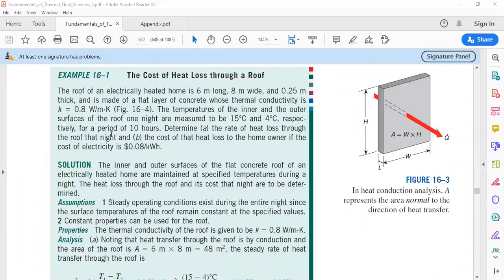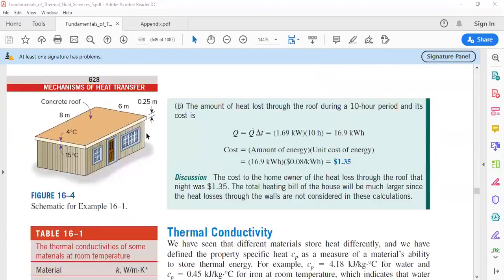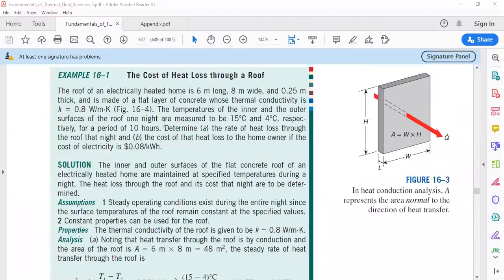The roof of an electrically heated home is 6 meters long, 8 meters wide, 0.25 meters thickness. That's where the heat will transfer through. It's made of a flat layer of concrete whose thermal conductivity is 0.8 watt per meter Kelvin, according to figure 16. So we can see the roof of the house is 8 meters by 6 meters and a thickness of 0.25 meters, which is made of a concrete material that has a thermal conductivity of 0.8 watt per meter Kelvin.